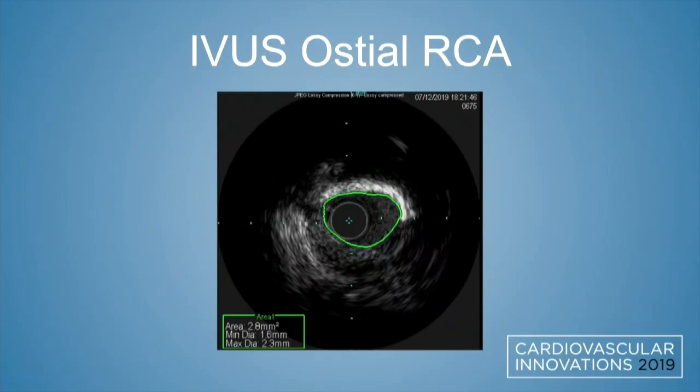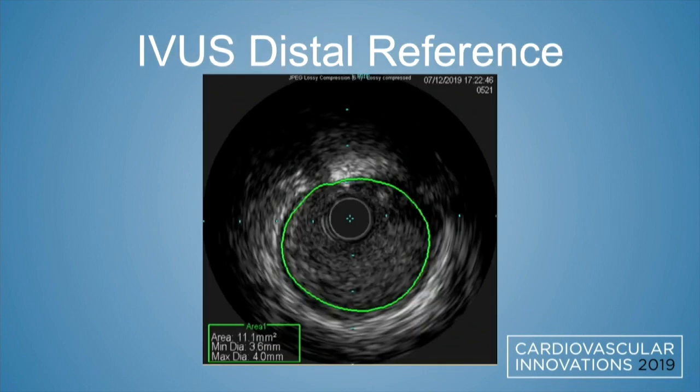Next. There you go. So this is the IVUS of the ostial right. So pretty thick shelf of calcium, but 180 degrees or less. The vessel caliber is pretty big there, but you can see it's quite tight. Next. Distal reference is an excellent vessel. Not a lot of disease at all.